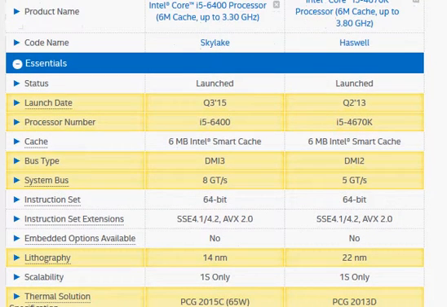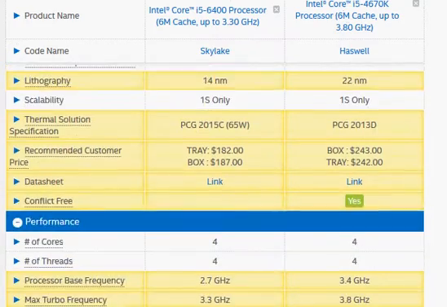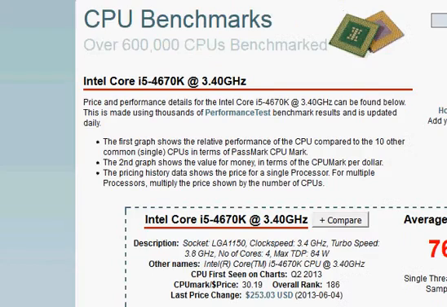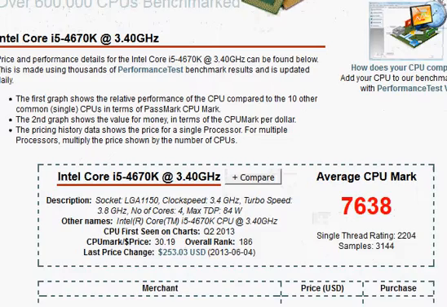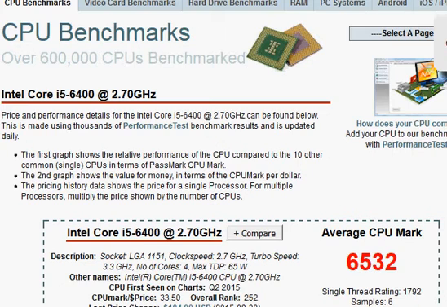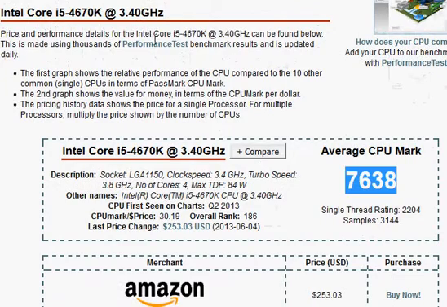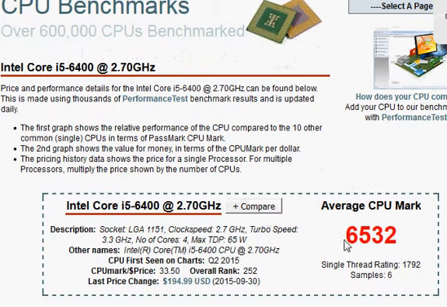The smart cache, the cache memory, is the same for both of them. That brings us to their benchmark scores. The Haswell is at 7638 versus the i5-6400 at 6532, and that is a 1000-point difference over 6000, which makes up a 15% or 16% difference.